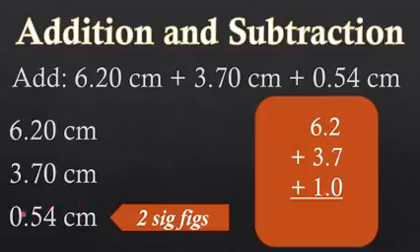So we will add 2 plus 7 plus 0 is 9, 6 plus 3 plus 1 is 10, therefore the sum is 10.9. And this is the final answer for this problem. So again, kung ano yung pinaka-least precise measurement, yun yung magiging basehan ng addends natin.